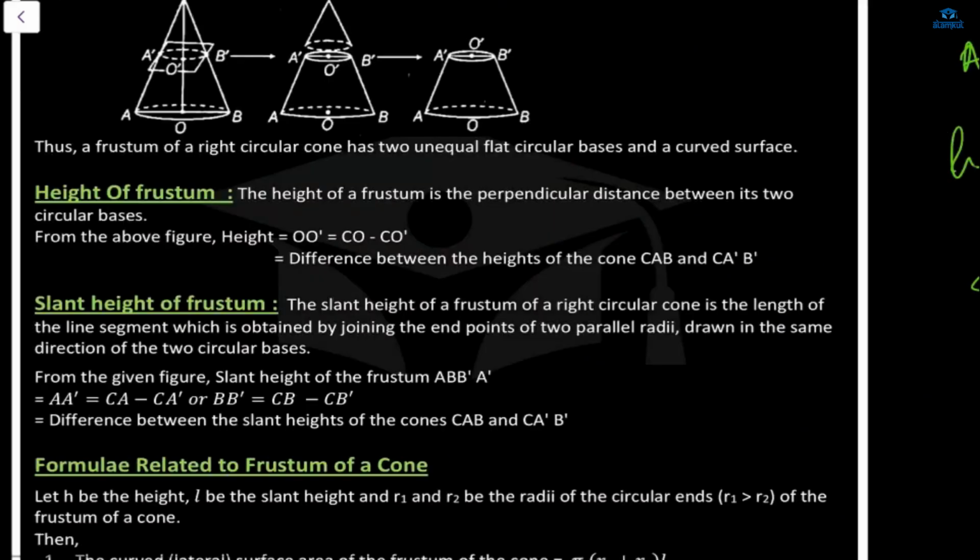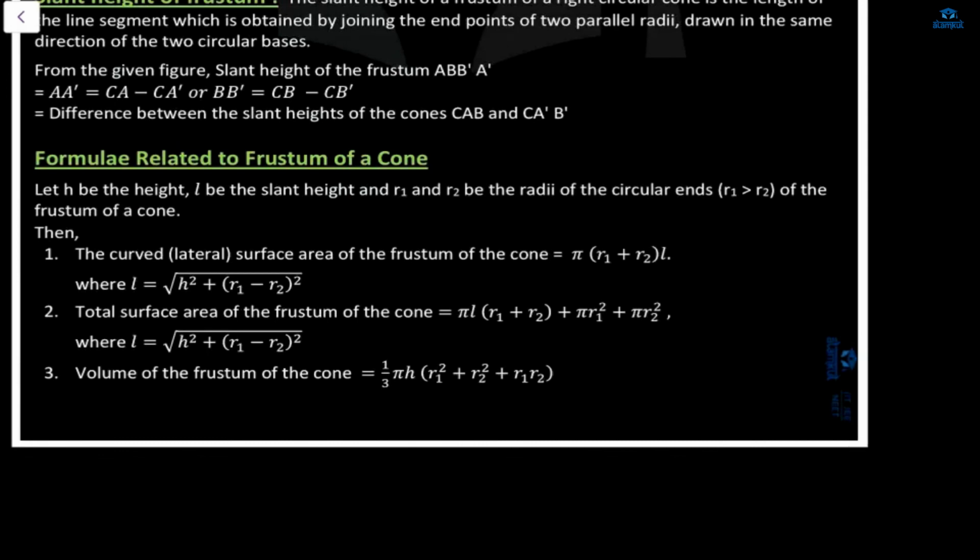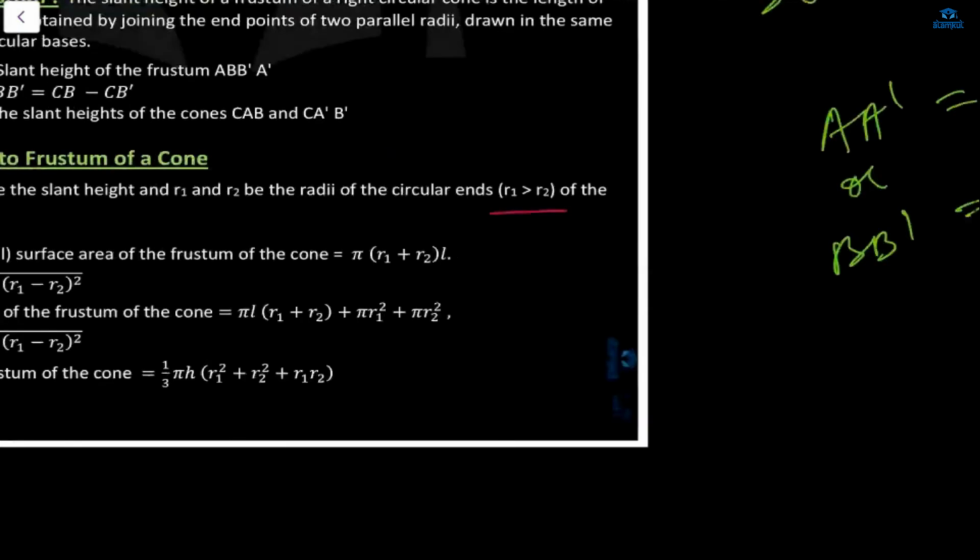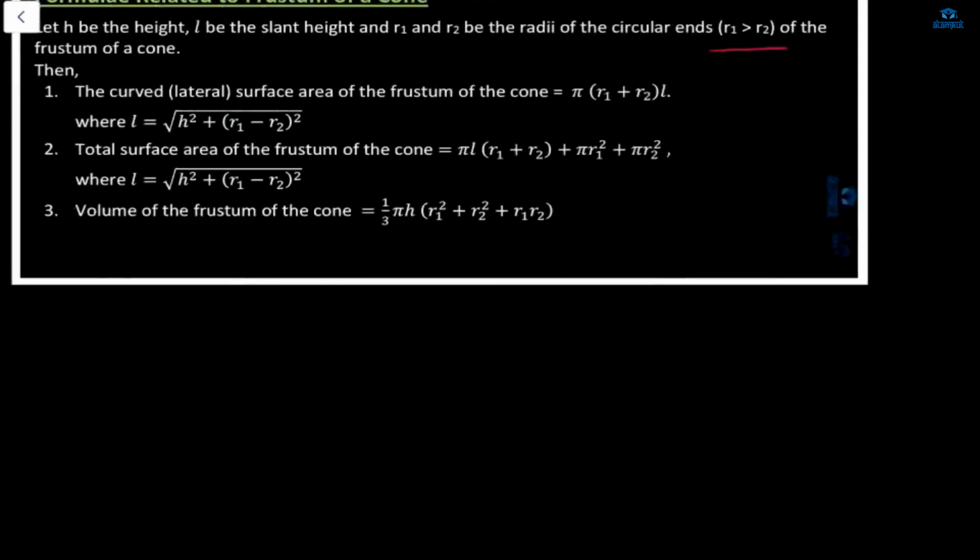Okay, now formulas related to frustum. They are very important. So we should know here h is the height we are taking, l is the slant height, r1 and r2 the radii, but r1 is the bigger one and r2 is the smaller one. You should know which one is the smaller. So the curved surface area of the frustum of the cone is pi (r1 plus r2) l. Instead of r, I am taking both the radii, because in frustum, when you are taking curved surface area, it will be just the curved portion.